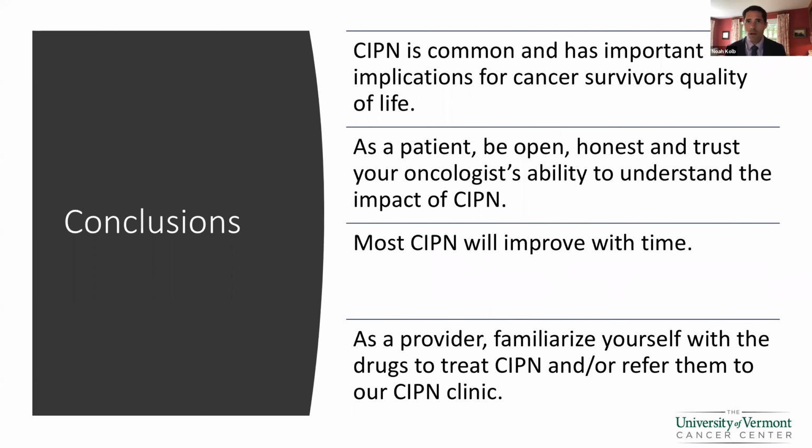So, important things that I want to leave you with in terms of conclusions. CIPN is common. It has important implications for cancer survivors and quality of life. So it's very important that we address it. As a patient, please be open and honest. Trust your oncologist's ability to understand what chemotherapy-induced neuropathy is doing in your life. And if the two of you are struggling together to treat symptoms, that's why we're here in neurology and we're happy to help. Know that most chemotherapy-induced neuropathy will improve over time. Even if we don't have drugs to fix it yet, the vast majority of patients do improve.